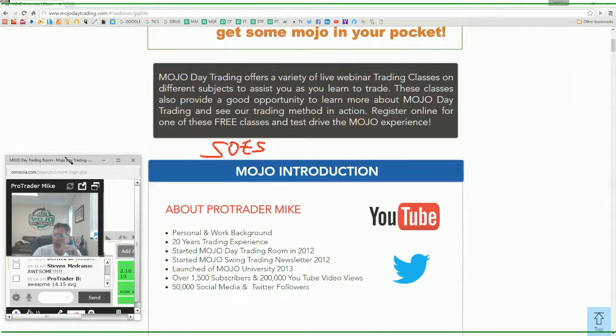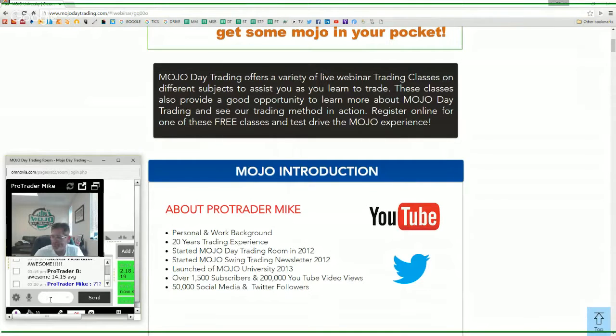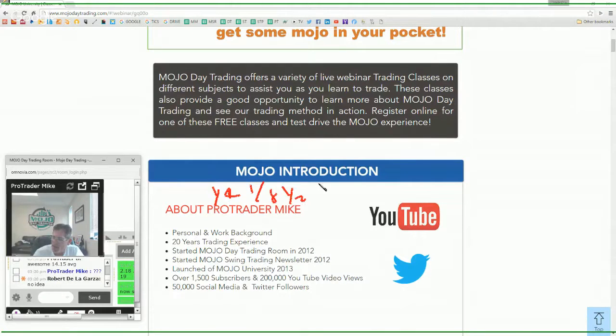Anybody know it? Anybody know what that is? I traded when there was quarters, eighths, halves, and 3/4. Anybody know what SOES is? SOES?